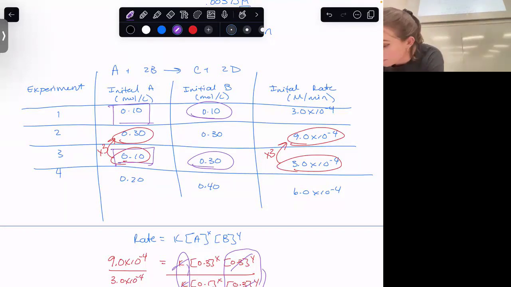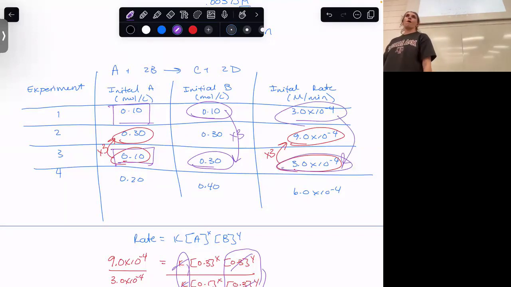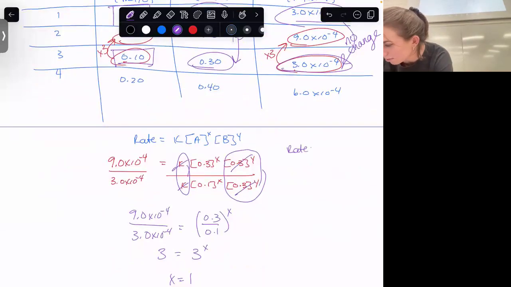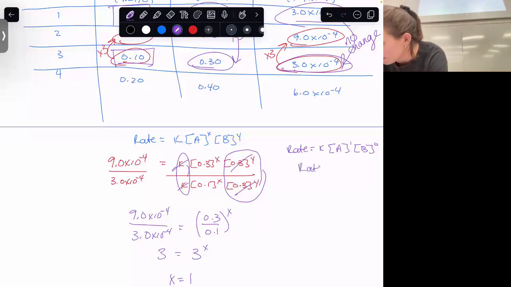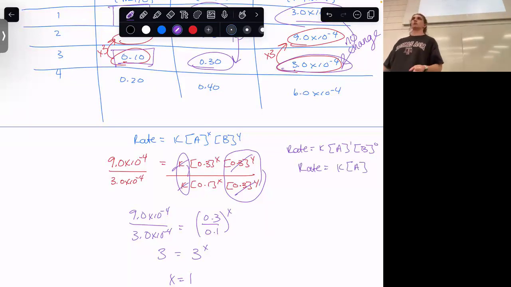As we go from point 1 to point 3, what happened to our concentration? It tripled. And as we go from 3 to 3, what happened to our rate? It stayed the same, right? So there's no change here. If a concentration is changing, but our rate is not changing, what kind of order is that? 0, right? So overall, our rate law is rate is equal to K, A to the 1, B to the 0. So this can be reduced to K times the concentration of A. So our rate is only dependent on our A concentration.